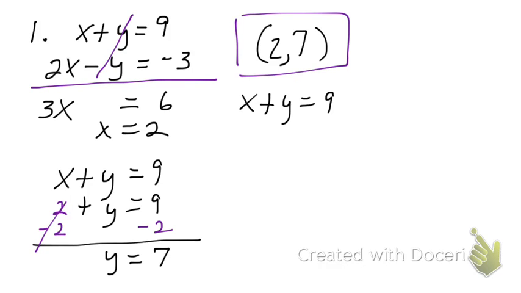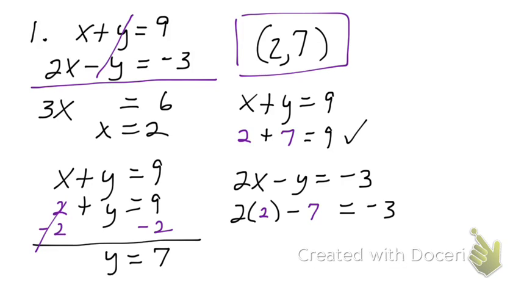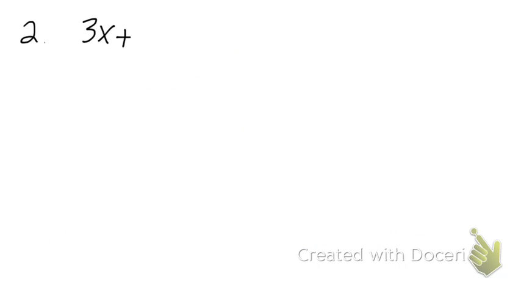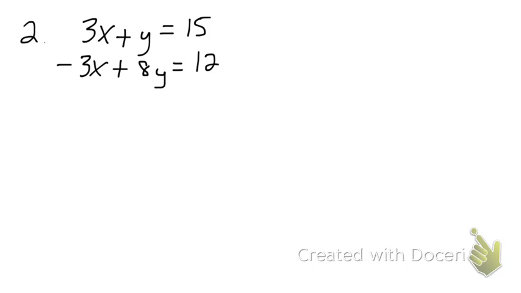Now if you look at the first equation, I'm going to go ahead and check my answer here. Notice that 2 plus 7 does equal 9. And if we look at the second equation and we plug in 2 for x and 7 for y, we get 4 minus 7 equals negative 3, which is also true. So you can see this is a solution. Let's look at number 2.